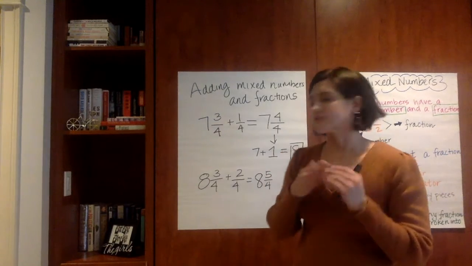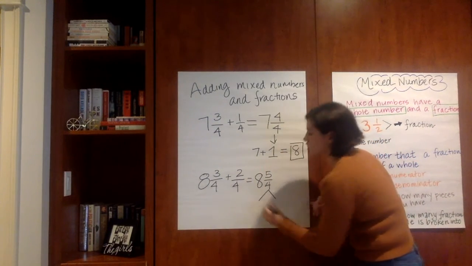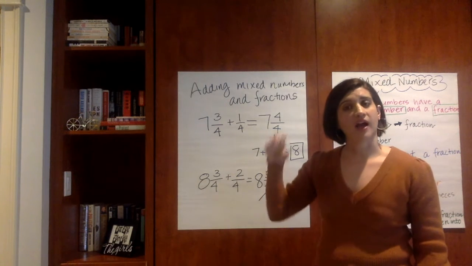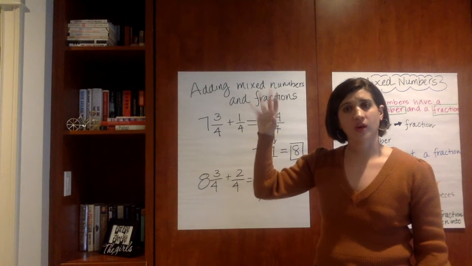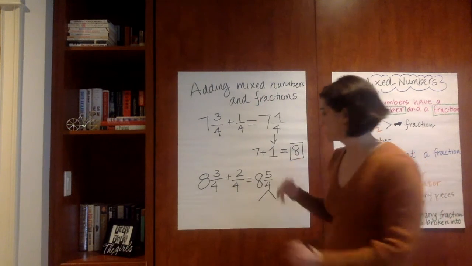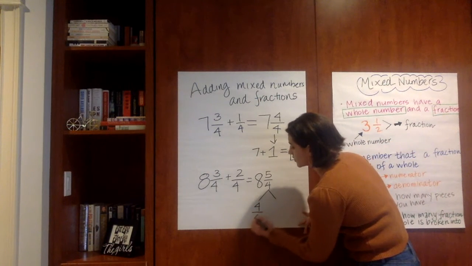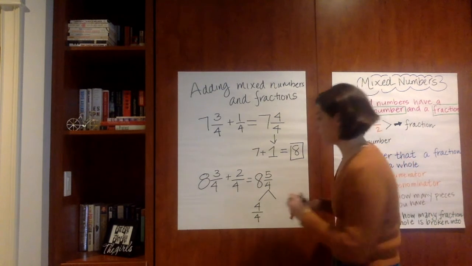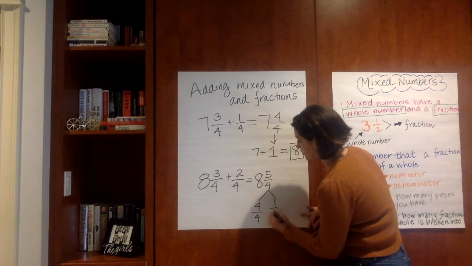So once again, I ask myself, what fraction with a denominator of 4 equals 1? If I have all my pieces, which are 4, then my numerator should be 4. 4/4. But I cannot forget that 4/4 plus 1/4 equals my original 5/4.